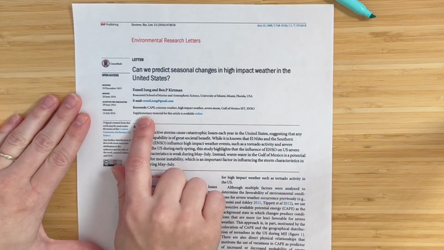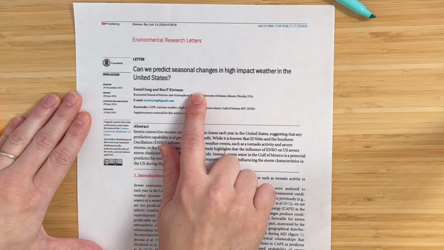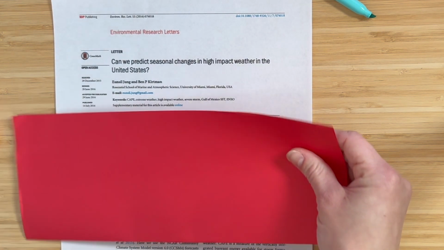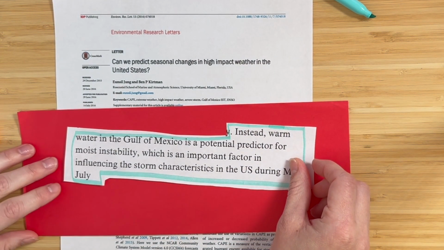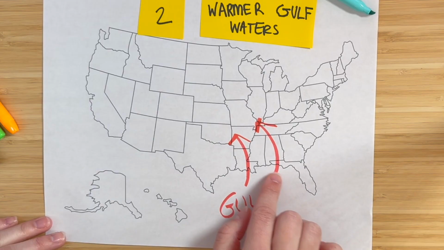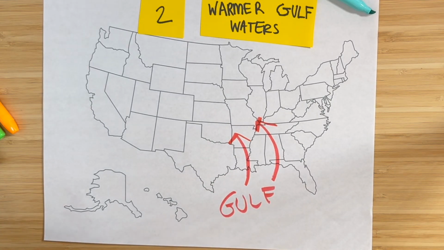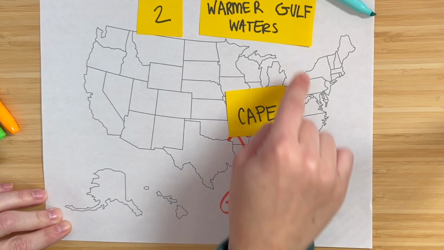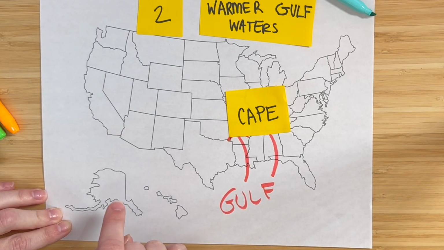And this was a key finding in a paper published in 2016 by Jung and Kurtman. Jung and Kurtman concluded that the temperature of the Gulf of Mexico was a good indicator for how severe the upcoming tornado season was going to be. Their conclusion was that warmer waters in the Gulf implied more moisture and therefore more CAPE, or instability, in the atmosphere. And that brings us to theory number three.